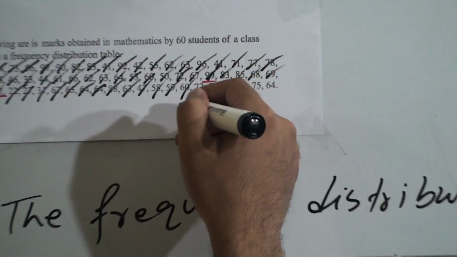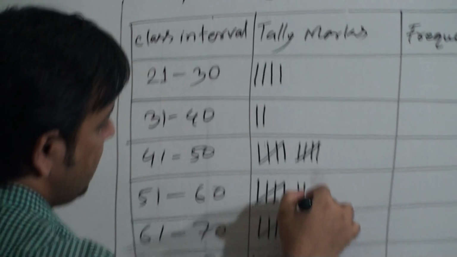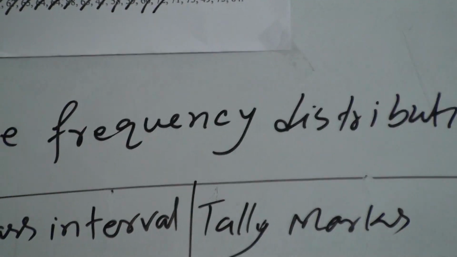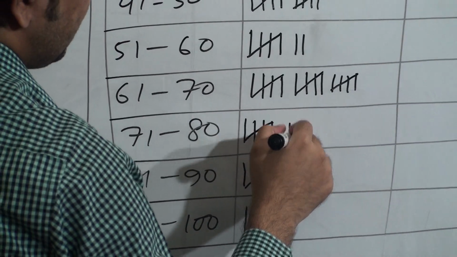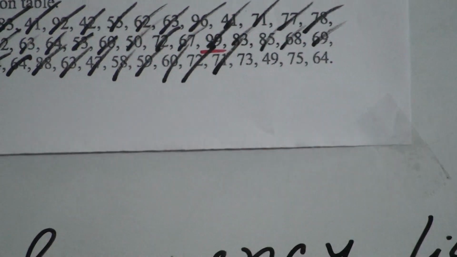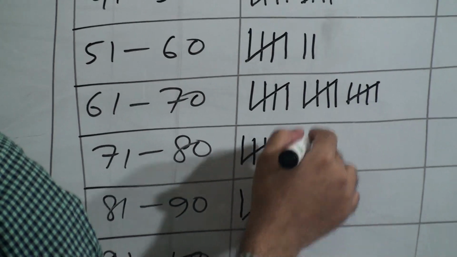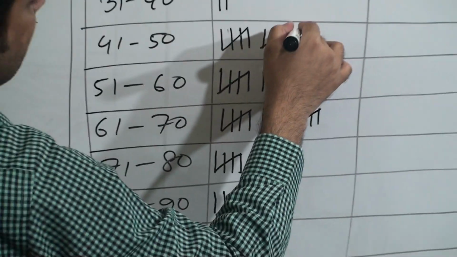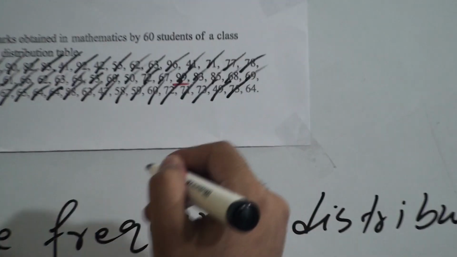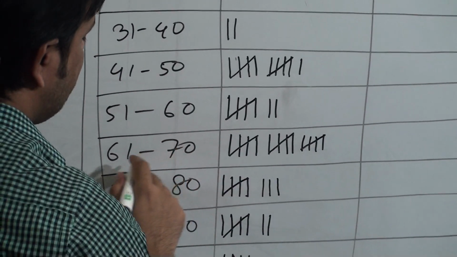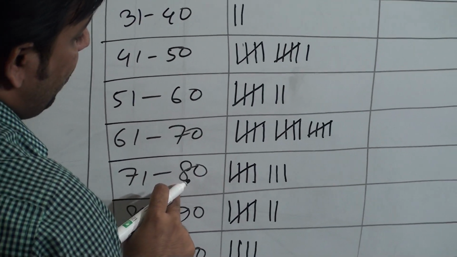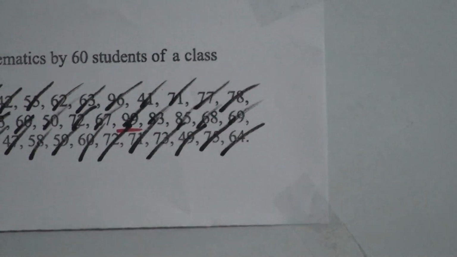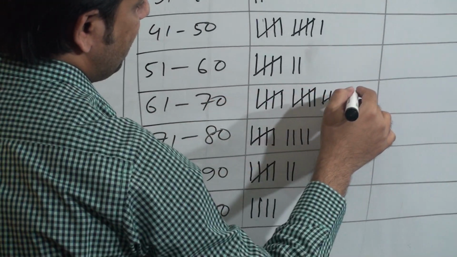Now 60, 61, 60 is in this class again. Now 72, yes, 72 is in 71 to 80. Now 71, yes, 71 is also in this class. Then 73, yes, also in this class. Now 49, 49 means 41 to 50, yes, in this class. Now 75, what is 75? 75 is in 71 to 80. So now let's do 64, we can write here 64, that will be 61 to 70.